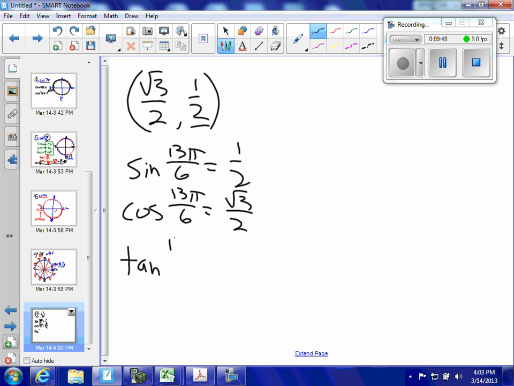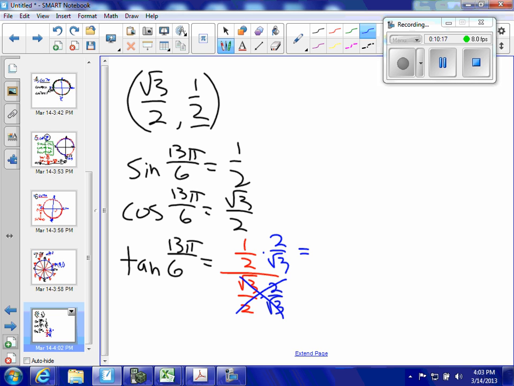Tangent 13 pi over 6, well, that is 1/2 over radical 3 over 2. So let's multiply my numerator and my denominator by the reciprocal of my denominator, 2 over radical 3 times 2 over radical 3. Oh, wait, we can cancel out the 2's here, can't we? I think we should do that. Let's cancel out the 2's. That's equal to 1 over radical 3.